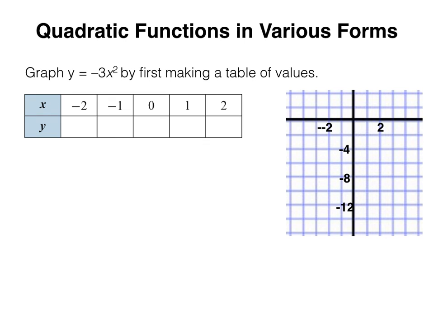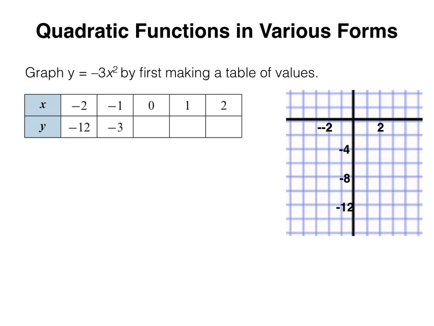Here, let's graph something with a negative number multiplying the quadratic term. So the y value at x equals negative 2 is negative 3 times negative 2 squared. I'm going to square negative 2, I get 4. 4 times negative 3 is negative 12. The y value at x equals negative 1: I square negative 1 and I get 1. 1 times negative 3 is negative 3.